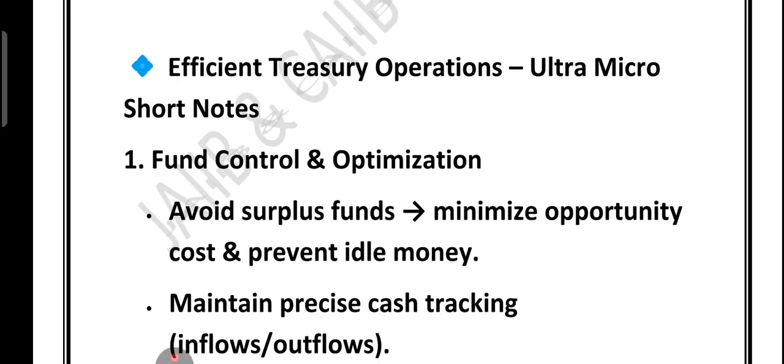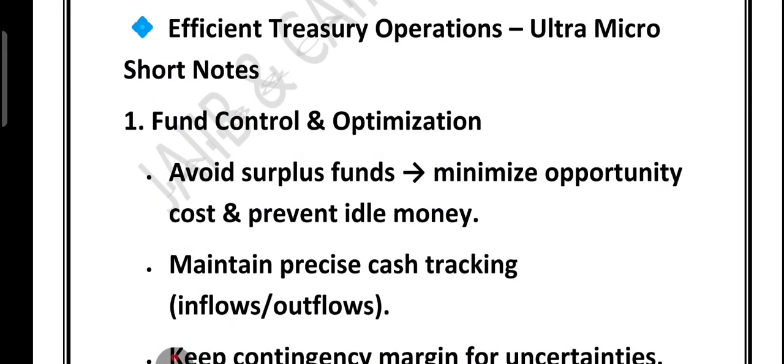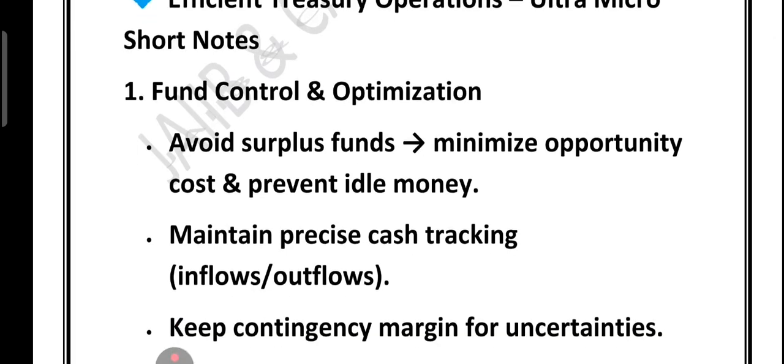Now friends, let's welcome back. Now we will understand how efficient treasury operations work. We will focus on fund control, timely availability and profit optimization in a clear and practical way. Now let's talk about fund control and optimization. Efficient treasury management starts with controlling and optimizing the funds.